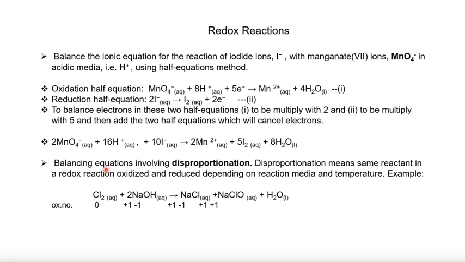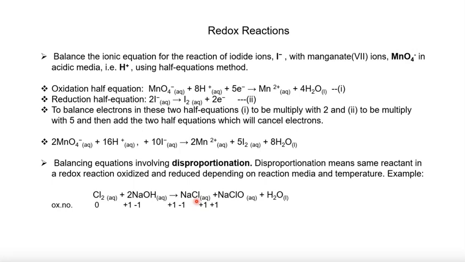Now, there is another reaction in redox reactions. We call it a disproportionation reaction. What it is, the same reactant will oxidize and reduce depending on the media and temperature. Well, in aqueous sodium hydroxide, if we add chlorine to it at a certain temperature, we will see that this chlorine is simultaneously oxidizing and reducing. The product becomes sodium chloride.